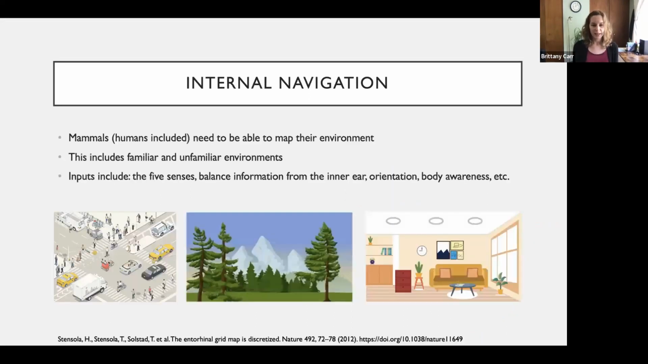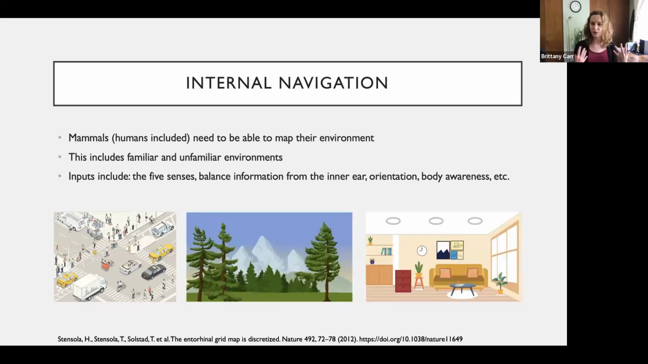So internal navigation, as we just discussed, means that mammals need to be able to map their environment in order to function. So this includes familiar environments, like your home or your work, as well as unfamiliar environments, right? If you're in a new city, you want to be able to get from point A to point B using whatever transit mode you choose.